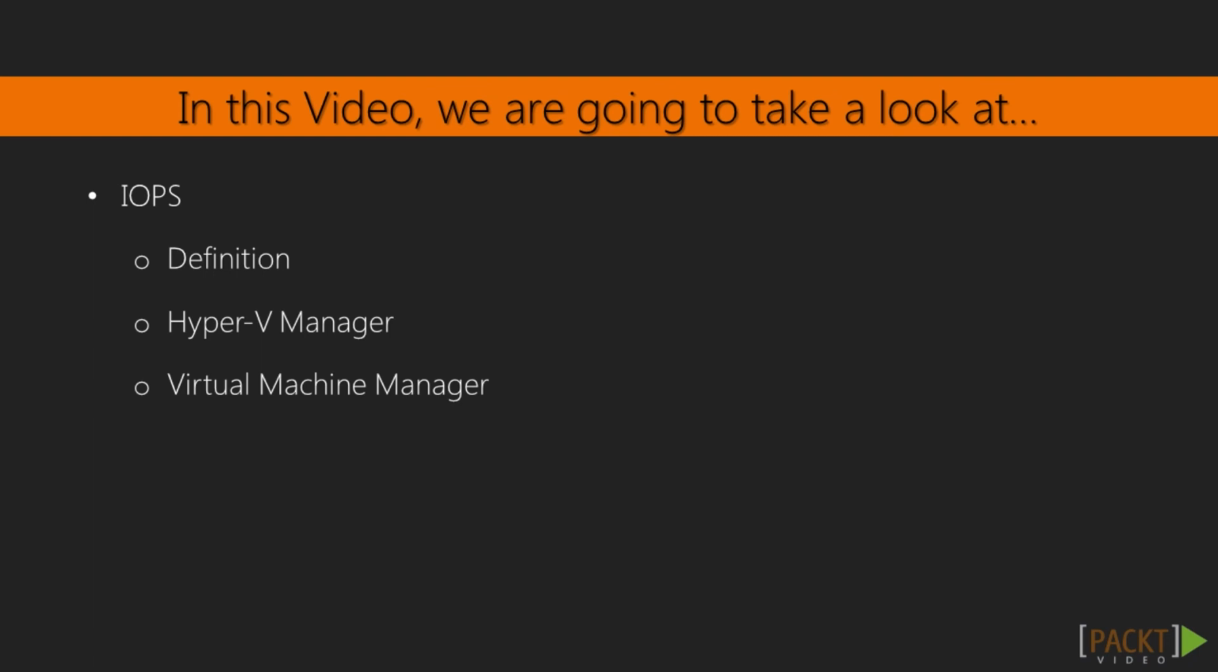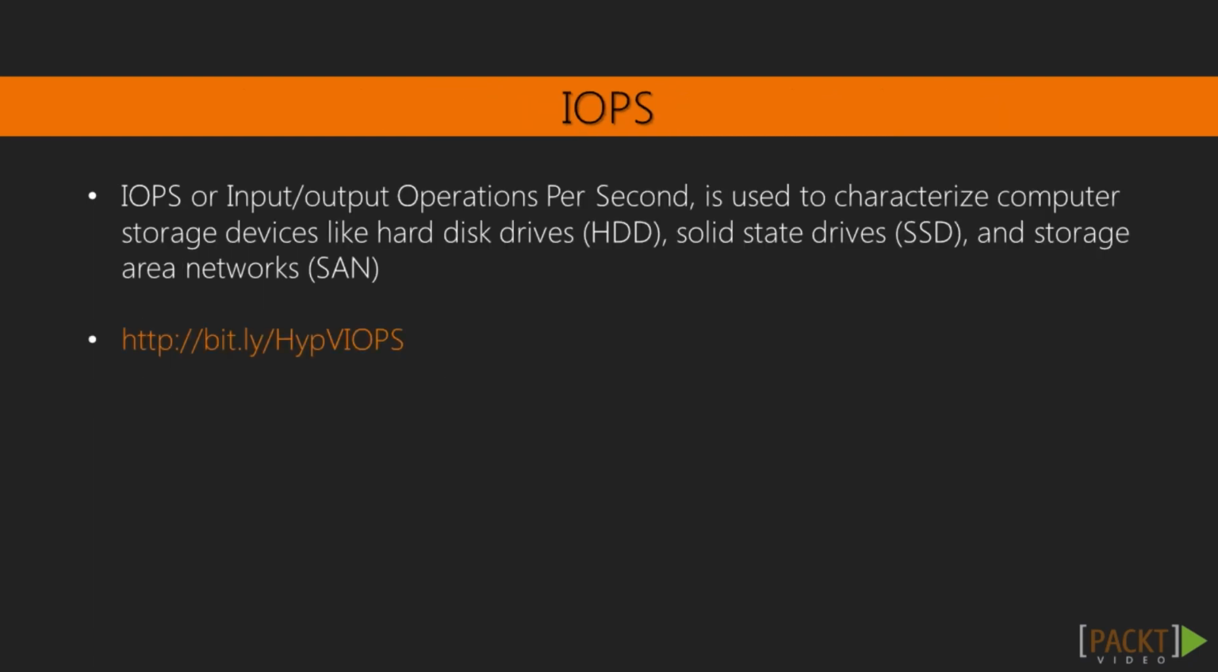First, we will take a moment to discuss what IOPS is and whether or not it's important. Then we will show you how to configure IOPS in Hyper-V Manager, and finally we will show you how to configure IOPS in System Center Virtual Machine Manager. IOPS stands for Input-Output Operations per Second.